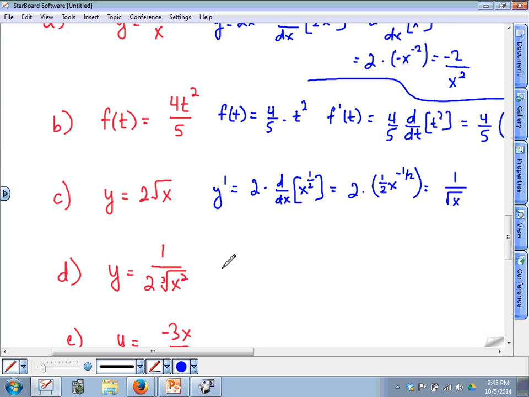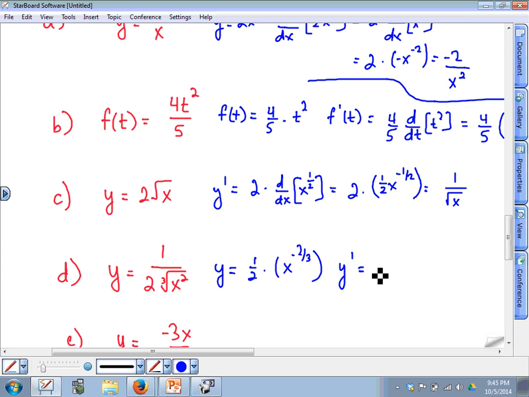Okay, now on part D, before we do the derivative, let's rewrite this a little bit here. This is going to be 1/2 times x to the negative 2/3. Okay, so now when we find y prime, we can consider 1/2 as a constant multiple, so we can leave it out, and now we're going to find the derivative with respect to x of x to the negative 2/3.